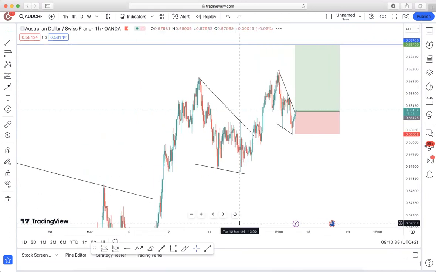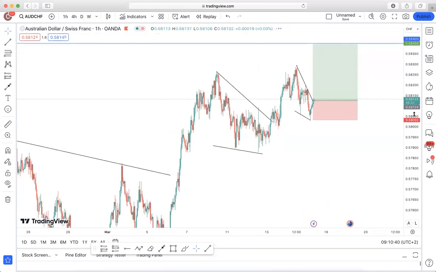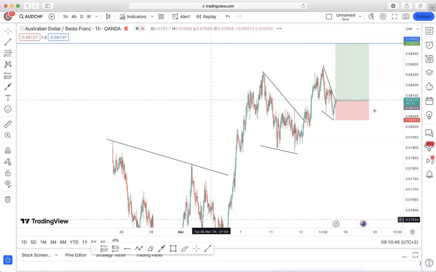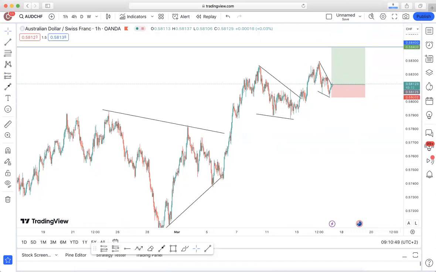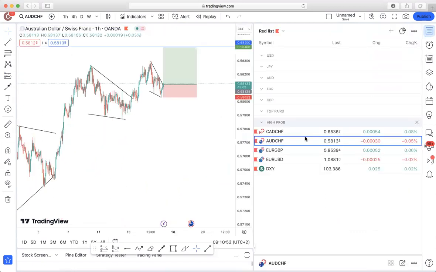2.9 something percent return. So this is also a valid trade that we can execute our buys on, as everything does look nice and perfect. So that's all on the Australian dollar over the Swiss franc.